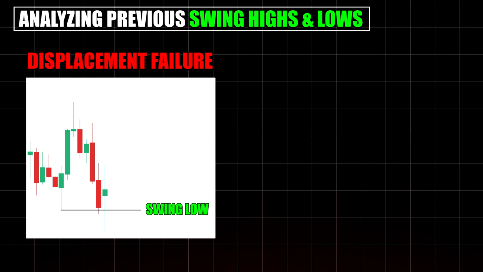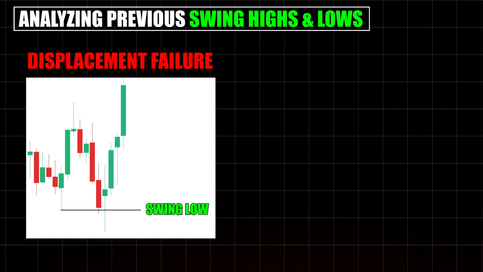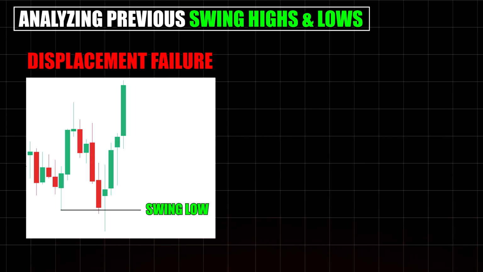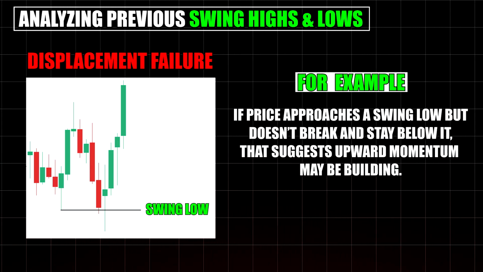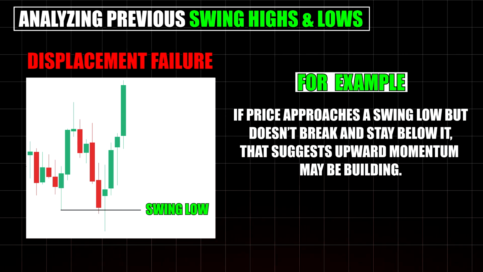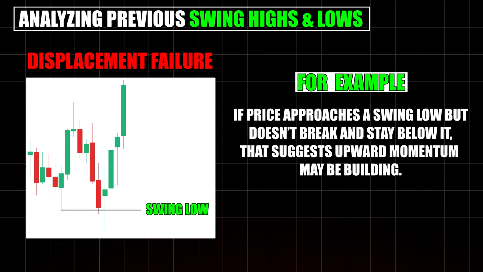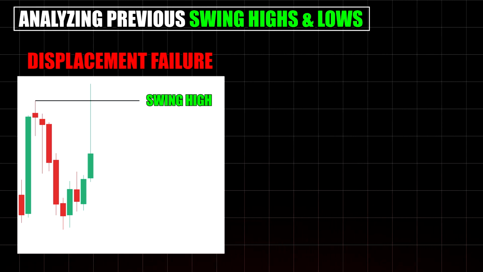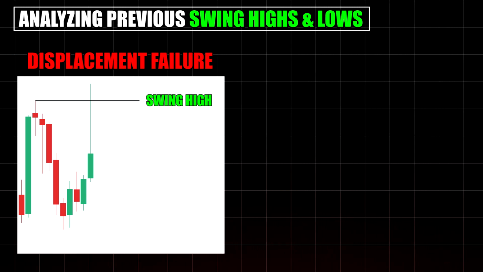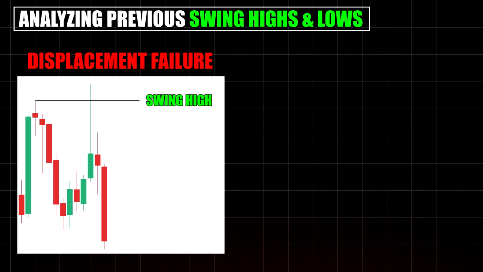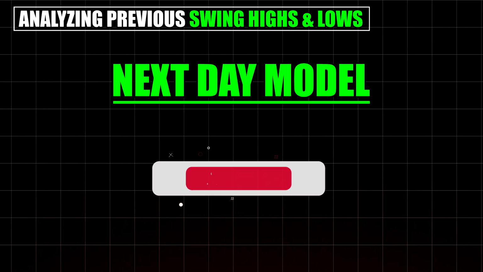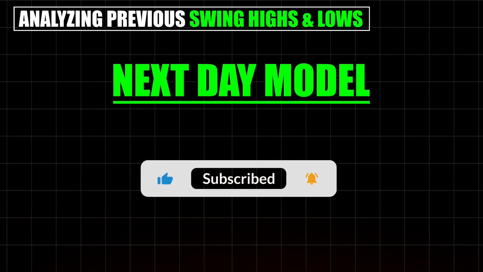This leads into the concept of failure to displace, when price fails to push past a swing level convincingly. For example, if price approaches a swing low but doesn't break and stay below it, that suggests upward momentum may be building. Similarly, if price nears a swing high and can't break through with strength, it signals a potential downside move. This brings us to the next day model, which builds upon these principles to anticipate price direction based on previous market behavior.